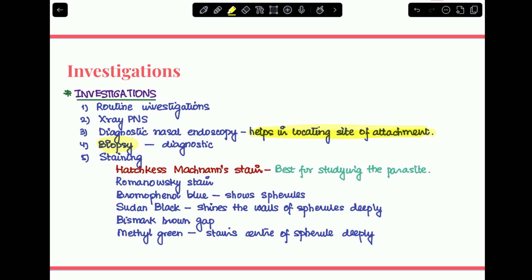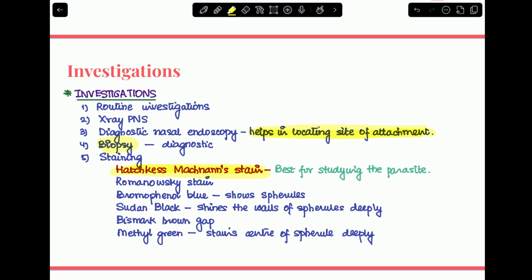And then there are some staining procedures that can be done to study the parasite. Out of all the stains, the most common and the best one is the Hotchkiss-Macnon stain. It is the best stain for studying the parasite. There are some other stains as well, like Romanowski stain, bromophenol blue, Sudan black, Bismarck brown, and methyl green. They all have their specific reasons why you use them, but that is not as important for us to know.